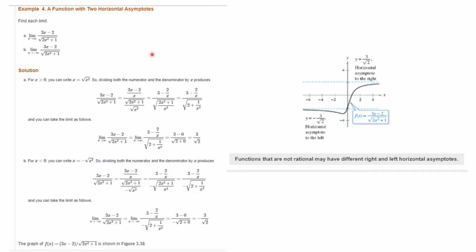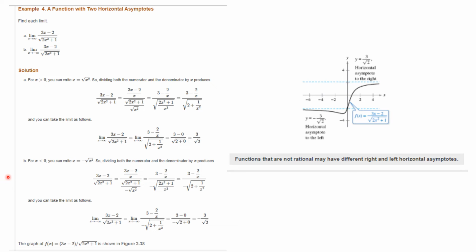And again, we're going to positive infinity, so that means x is positive. So dividing by x, and dividing by the square root of x squared, which is the absolute value of x, down here, can happen. If we do that algebra and cancel the common factors, we get a numerator of 3 minus 2 over x, and a denominator of the square root of 2 plus 1 over x squared. So 2 over x goes to 0, and 1 over x squared goes to 0. So the answer to this problem would be 3 over the square root of 2.